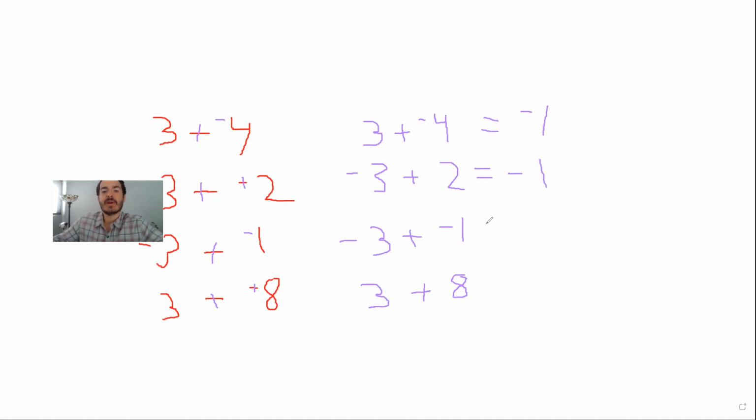-3 plus -1. Are we talking party or war? Well, it's a party because the signs are the same. 3 plus 1 is 4. What's our sign? Is it positive or negative? Well, it's negative because the numbers in the problem are both negative numbers. 3 plus 8, are we talking about a party or a war? It's a party because the signs are the same. 3 plus 8 is 11. And our answer is positive because the 3 and the 8 are positive.